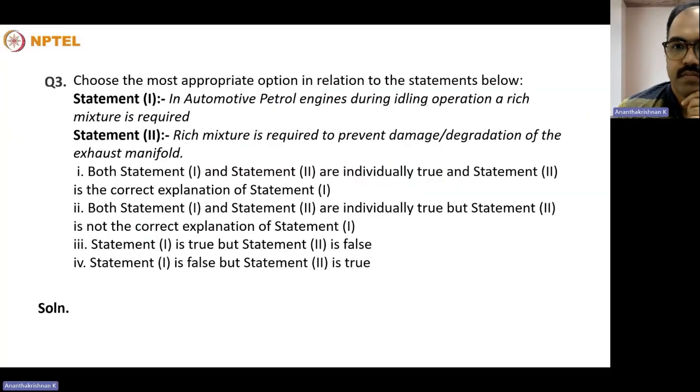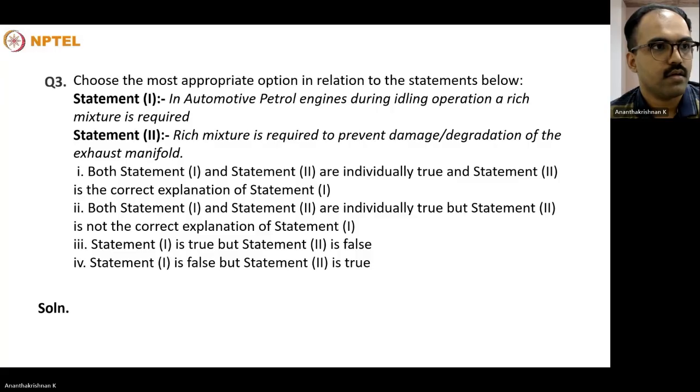Look into the third problem. Choose the most appropriate option in relation to the statements below. In automotive petrol engines during idling operations, a rich mixture is required. And then statement 2 is a rich mixture is required to prevent damage or degradation of the exhaust manifold.